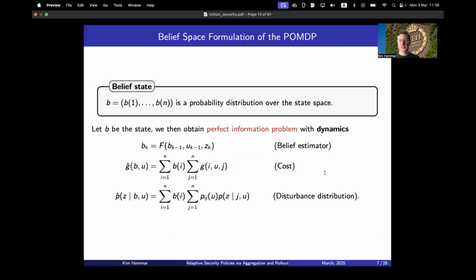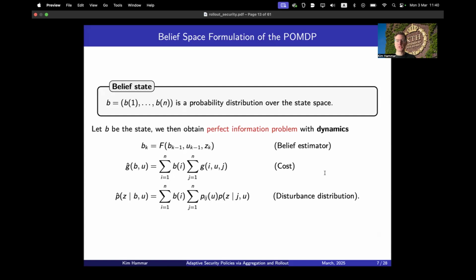The starting point to understand our framework is the classical belief space formulation of POMDP, where the insight is that the conditional probability of the current state is a sufficient statistic for control. And therefore, if we define the belief to be our state, we obtain a perfect information problem in belief space. And since this space is compact, all of the dynamic programming principles and operators apply. So this simplifies the problem quite a lot conceptually.